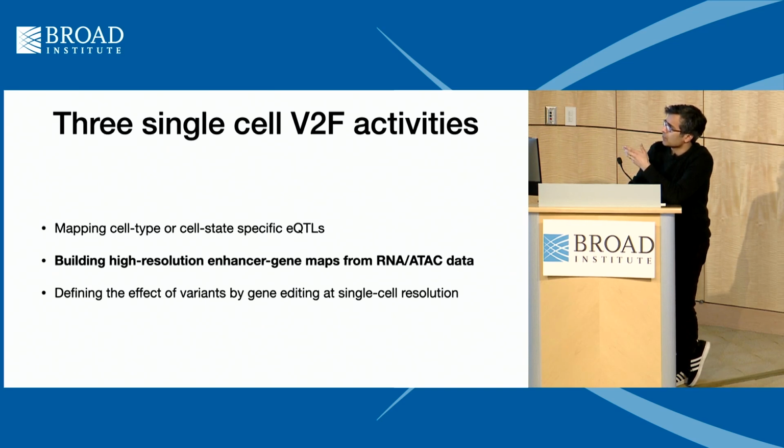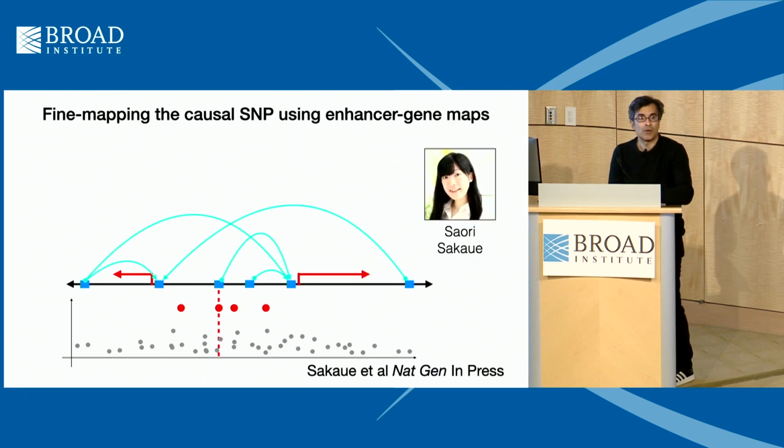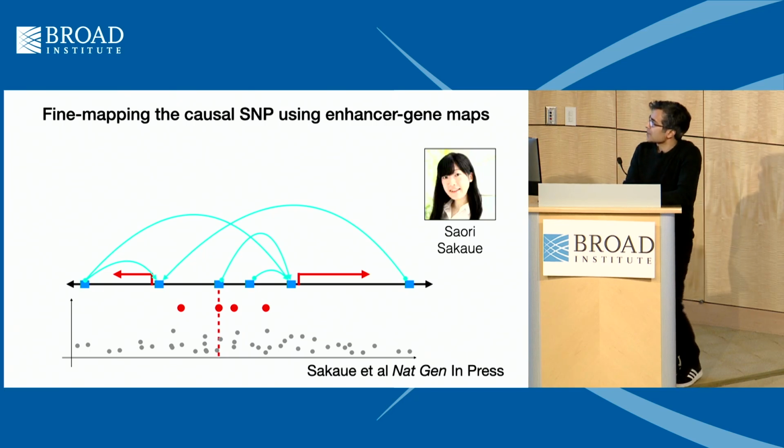That's one activity that we've been doing. A second one is thinking about building high-resolution enhancer-gene maps from RNA and ATAC data. This is work that Sarah Sakawi has led. It's now in press. The idea here is that in many instances, we want to use ATAC-seq data to find gene regulatory elements. We want to find the ones that are specific to the cell type or cell state we're interested in, and we want to be able to link that to downstream genes.